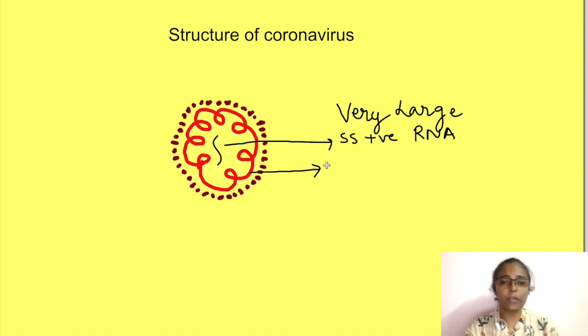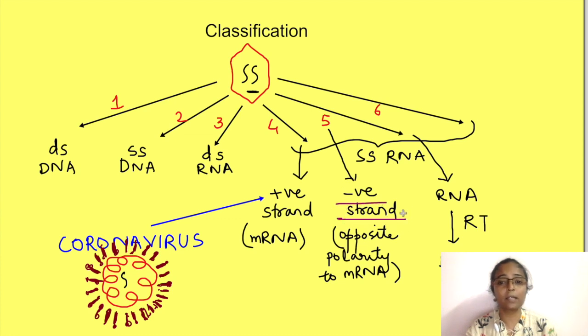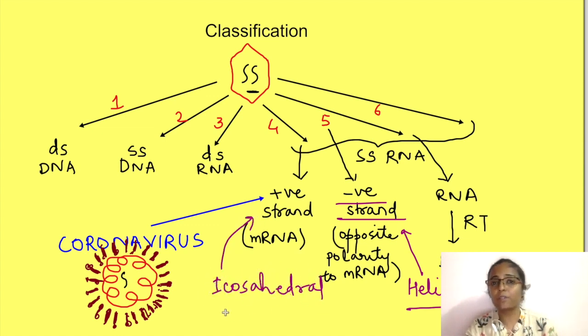Secondly, the nucleocapsid of the coronavirus has helical symmetry. Now, this is an exception since generally helical symmetry is present in negative strand RNA viruses, that is in class 5, while positive strand RNA viruses generally have icosahedral symmetry. So, that is also one unique feature of coronavirus.